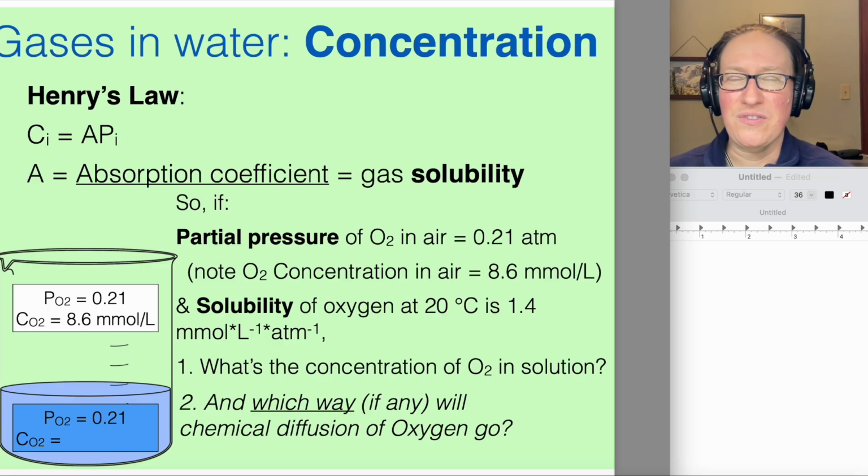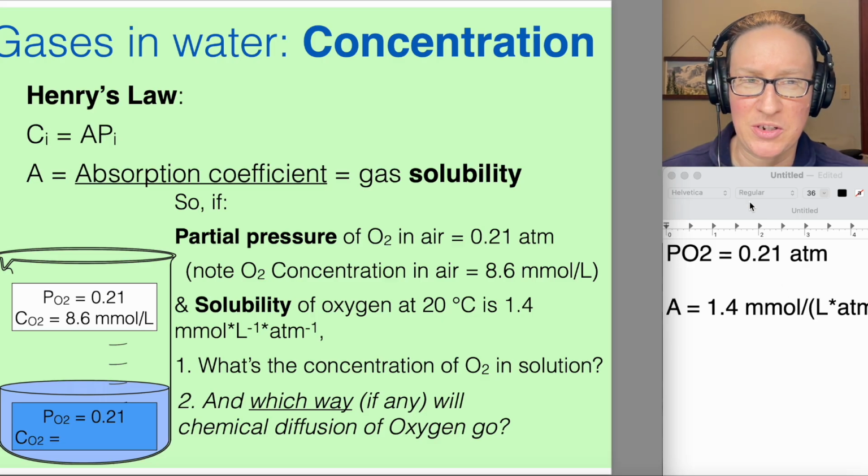So if we know the partial pressure of oxygen in air is 0.21 atmospheres, and I've also added to this some information about the concentration of oxygen in air, 8.6 millimoles per liter, and if we know that the solubility of oxygen at 20 degrees is 1.4 millimoles per liter per atmosphere, that should let us calculate the concentration of oxygen in solution. So we should go ahead and do that, and we should also take a moment to think about which way, if any, would you expect chemical diffusion of oxygen to go.